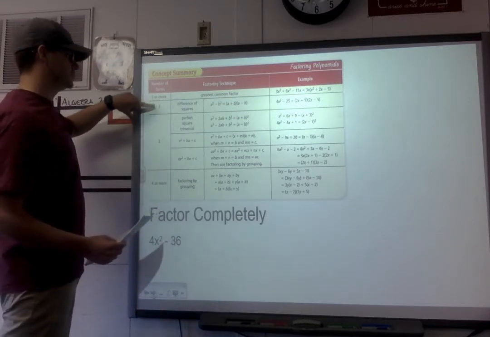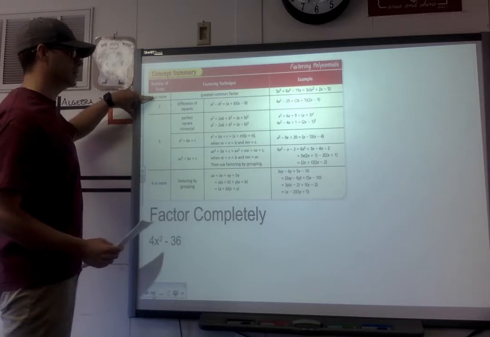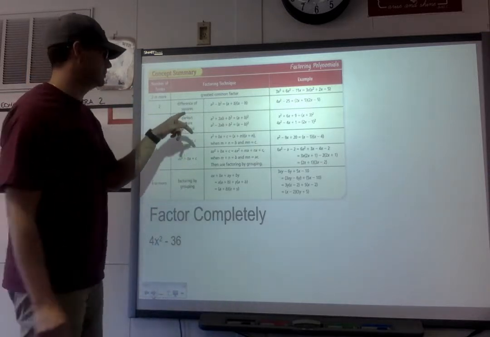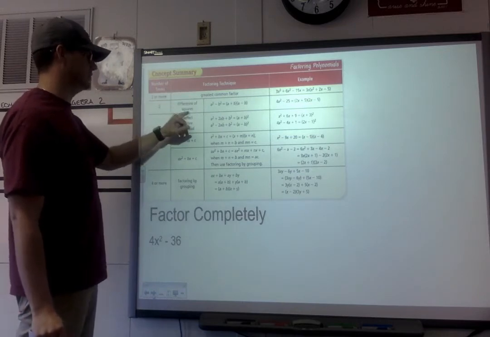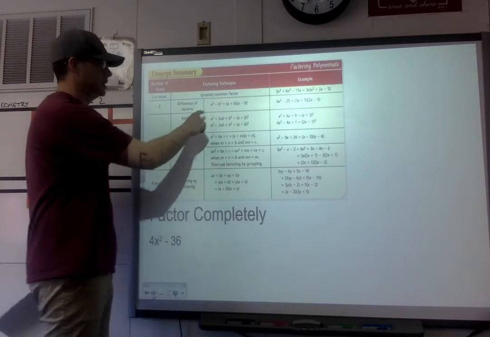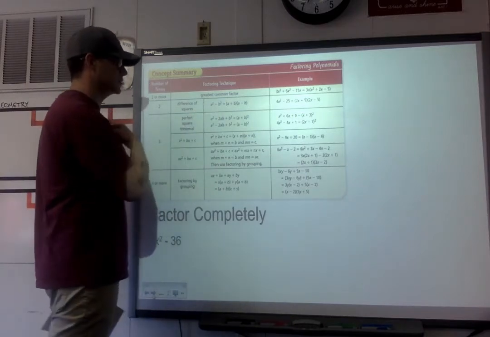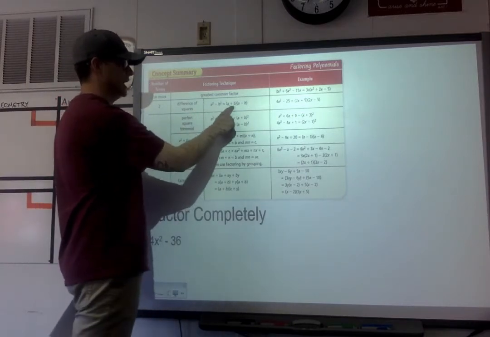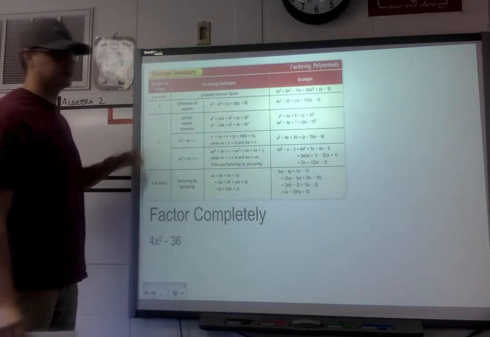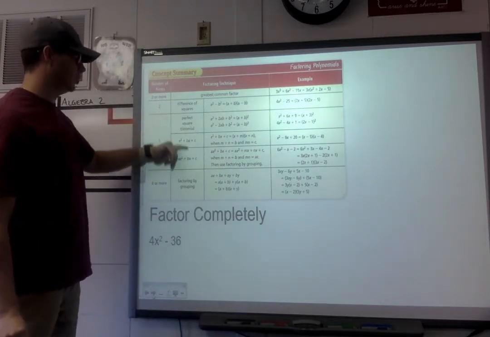Then if there's only two terms, if there's no greatest common factor, the only type of factoring you can do with two terms other than greatest common factor is a difference of squares, which is what we talked about in the last lesson, a squared minus b squared, and it'll always come out to a plus b times a minus b. If there's three terms, this is kind of the order you want to take.